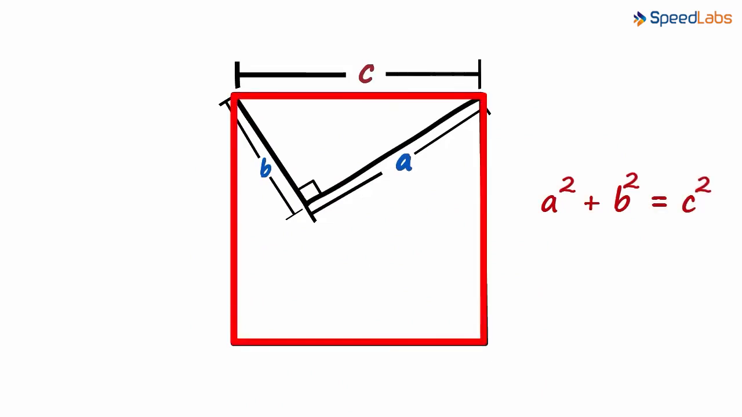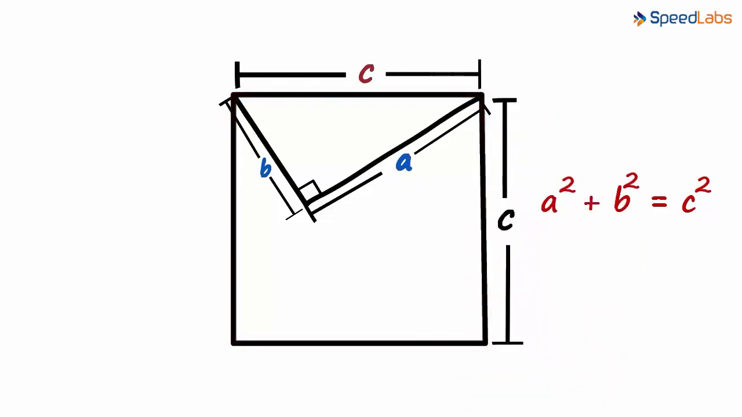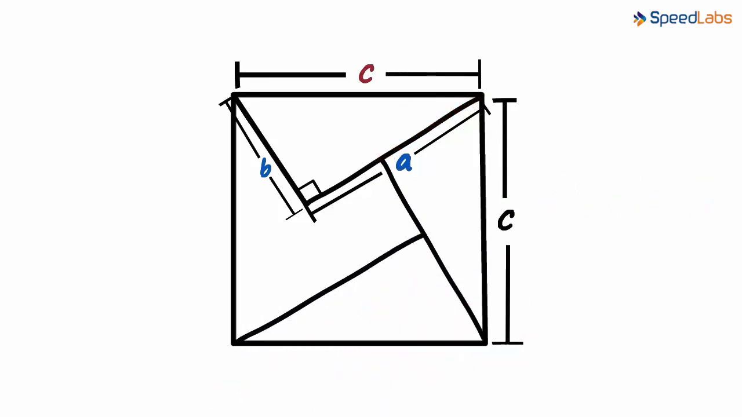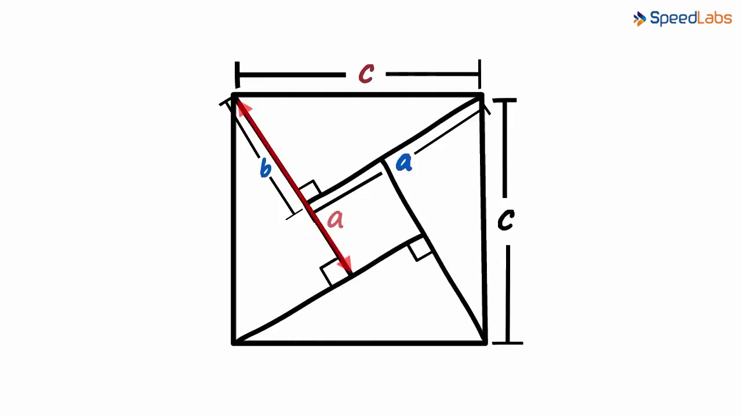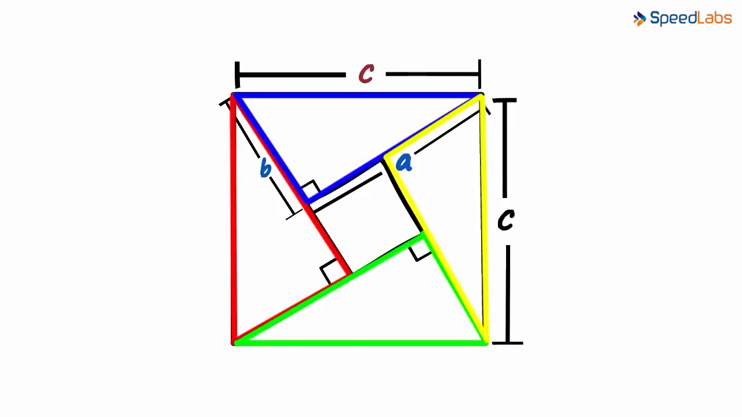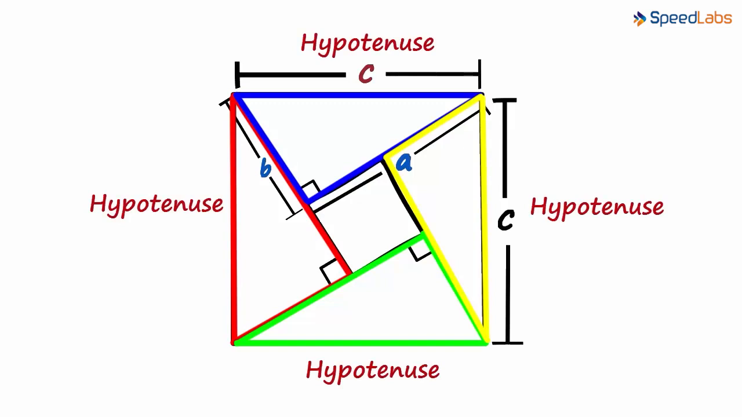As this is a square, the length of this side will also be c. Now let's complete this right triangle. This length will be a units, this will be b units. In a similar way, let us complete this triangle. This will be a right triangle with sides a, b and c. Drawing this line gives us another right angle triangle with sides a, b and c. In each of the triangles, the side with length c is the hypotenuse.